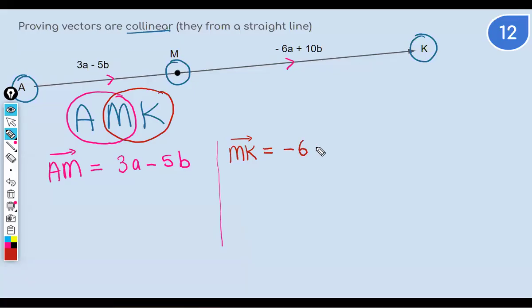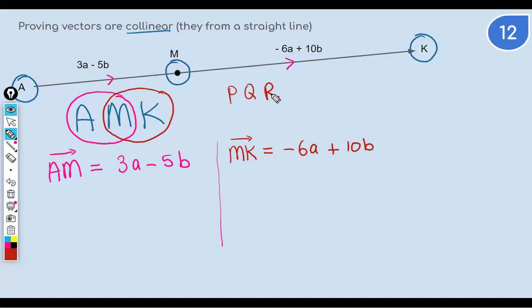MK is how much? Minus 6A plus 10B. So it's like a kind of Venn diagram. Though if you look, it looks like a kind of Venn diagram, and this has nothing to do with Venn diagrams. It just looks like a Venn diagram. So in other words, if it was 3 different letters, let me say the 3 letters were P, Q, and R.